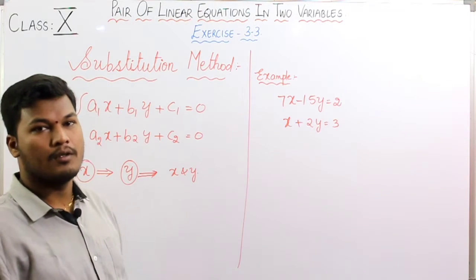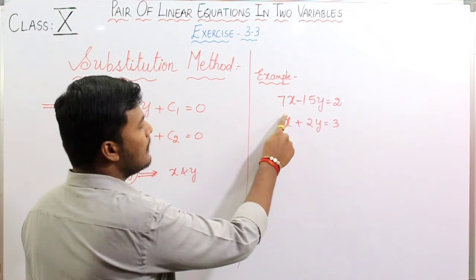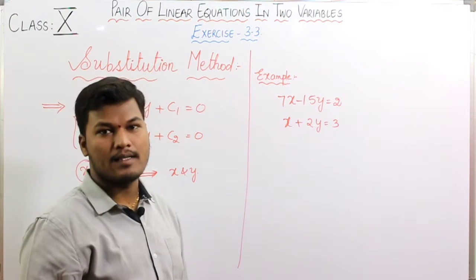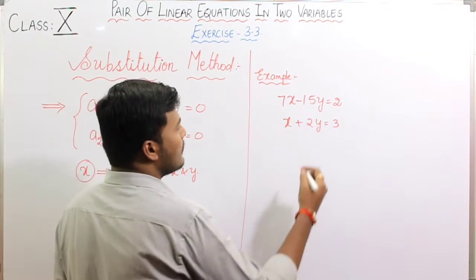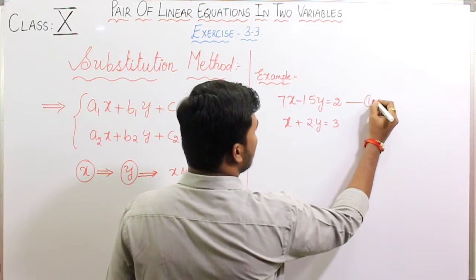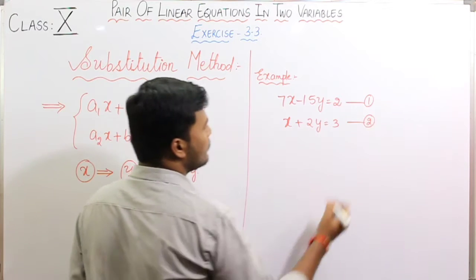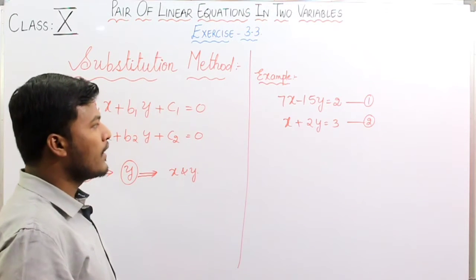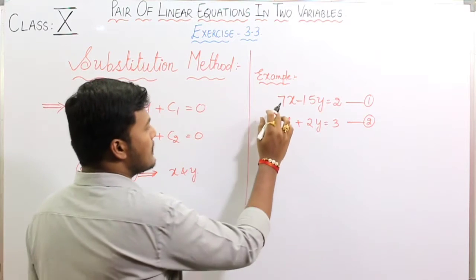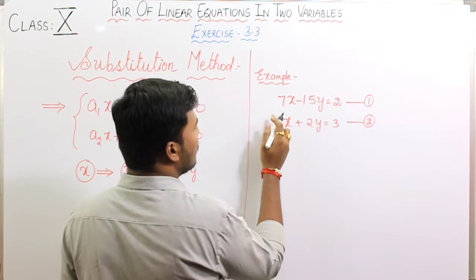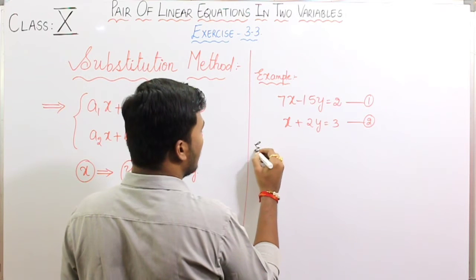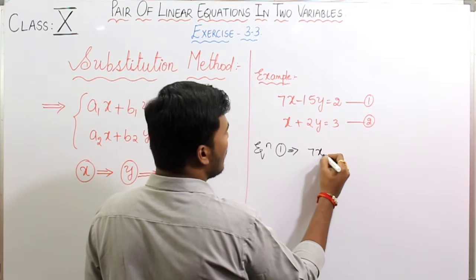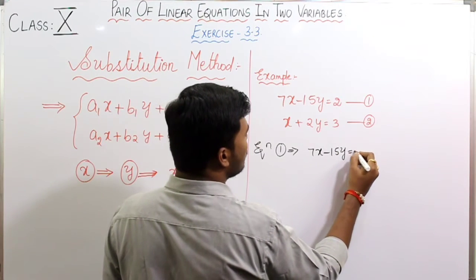Now for this substitution method let us consider an example: 7x minus 15y is equal to 2 and x plus 2y is equal to 3. So the first step is to name these equations as 1 and 2. After naming the equations, consider any one of the equations. So I am considering equation number 1, that is 7x minus 15y is equal to 2.